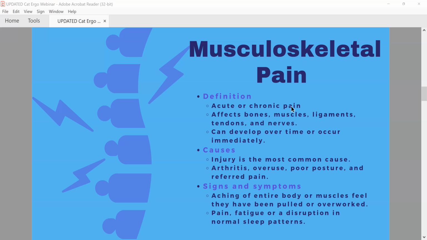Can anyone give me an example of musculoskeletal pain? If so, can you please write it in the chat? Okay, those are all great answers. Different types of arthritis, anything with bones like fractures. You've also got chronic low back pain. Very good, very good.